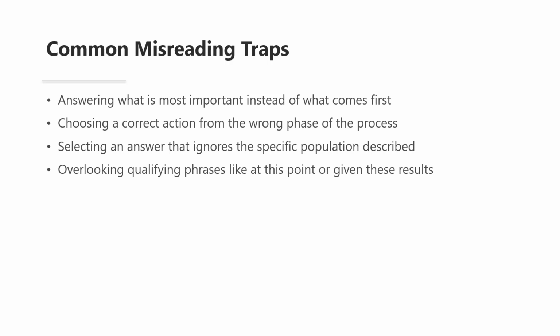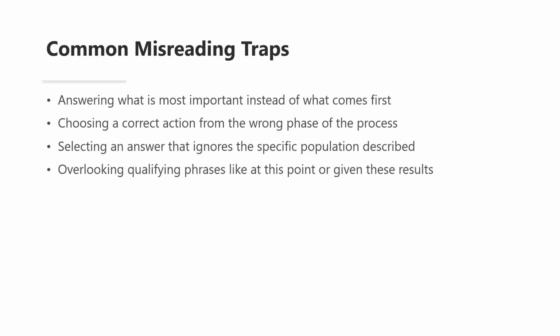Evaluation might be the most important part of a program, but if the question asks what the specialist should do first, the answer is likely related to conducting a needs assessment. The second trap is choosing a correct action from the wrong phase of the process. Imagine a scenario where a program has already been implemented and the question asks about the next step. If you select an answer related to planning, you are choosing something that is technically correct as a health education activity, but wrong in the context of where the scenario places you in the timeline.